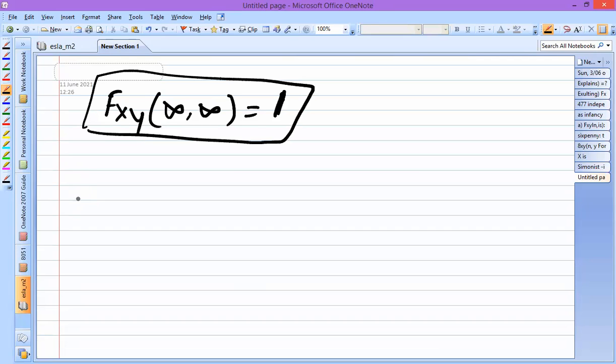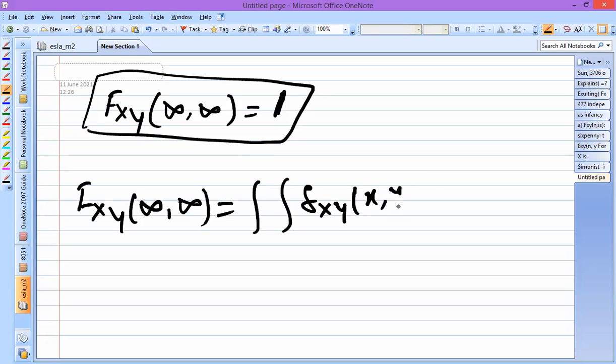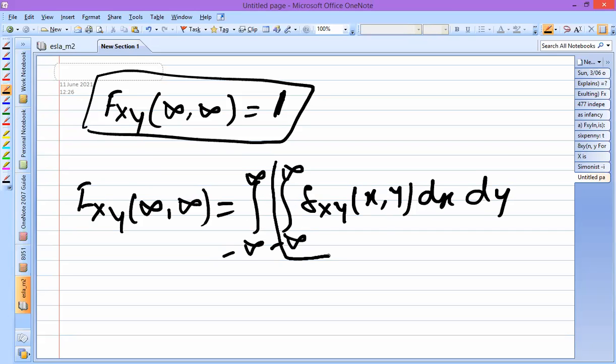For that, let us consider the CDF fxy of infinity comma infinity, which can be obtained by integrating fxy of x comma y with respect to x and y. In this case, both x and y vary from minus infinity to plus infinity, so substitute the integral range as minus infinity to plus infinity. Now, considering the term integral from minus infinity to plus infinity of fxy of x comma y along with the dy, what does this represent?